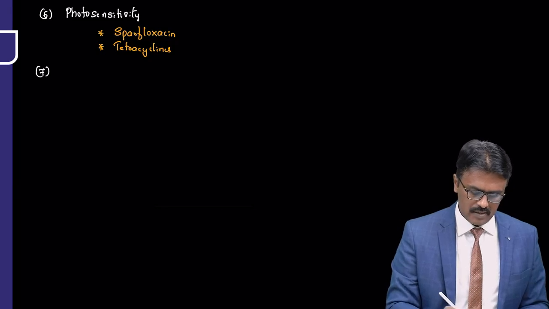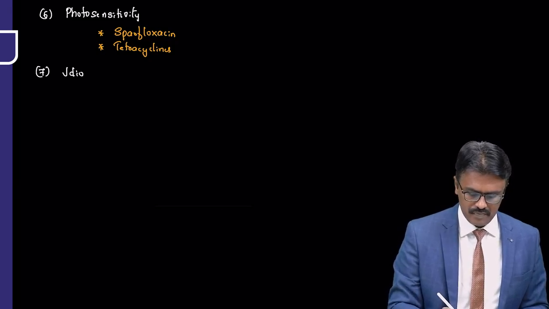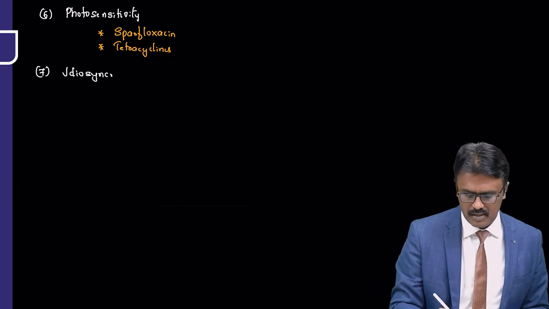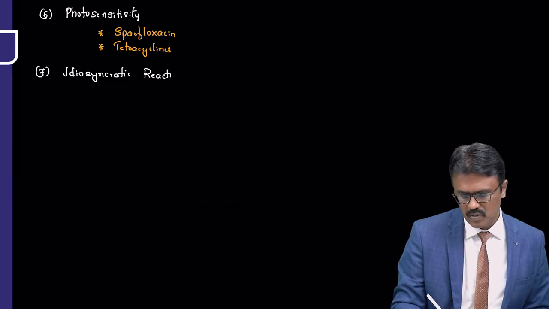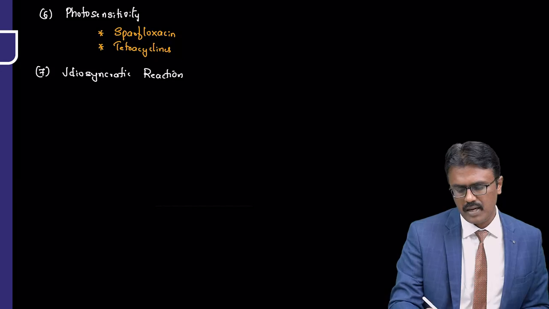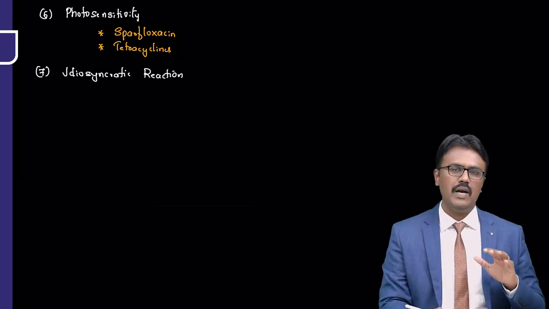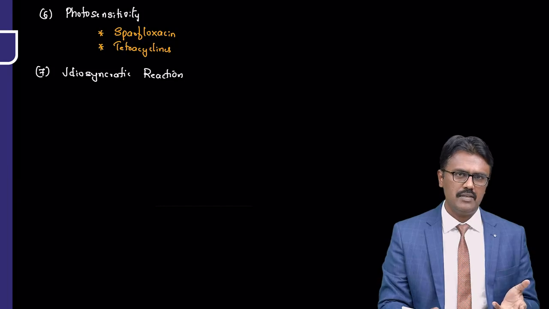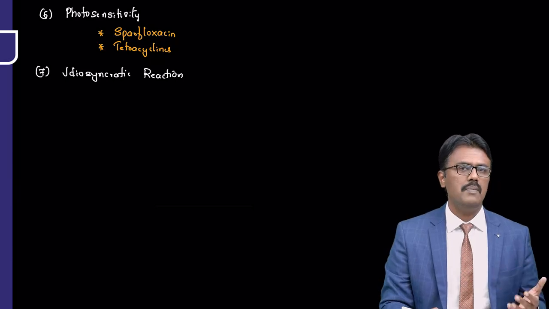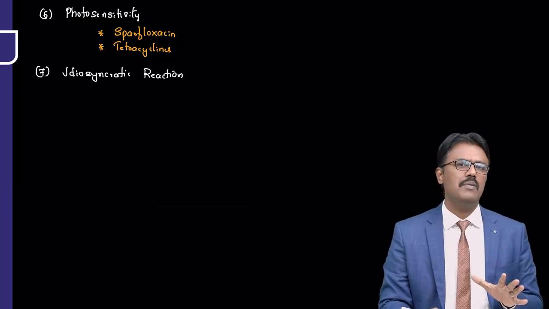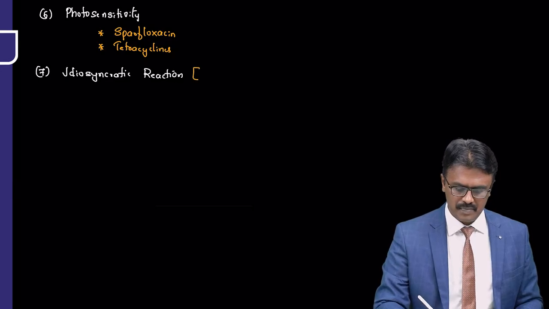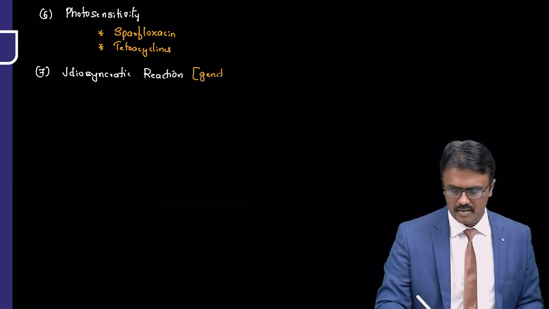The seventh one is idiosyncratic reactions. So idiosyncratic reaction, what do you mean by that? Now we all know that when we give a sleeping tablet for someone, they should sleep. But some people, if I give sleeping tablet, they become excited more. And that is called idiosyncratic reaction. That is seen in certain people only. And that's why it has the genetic basis.